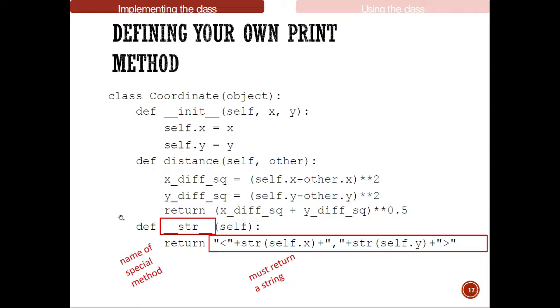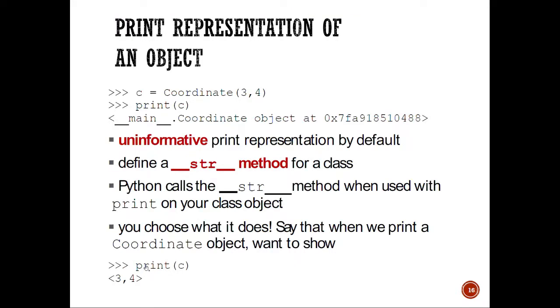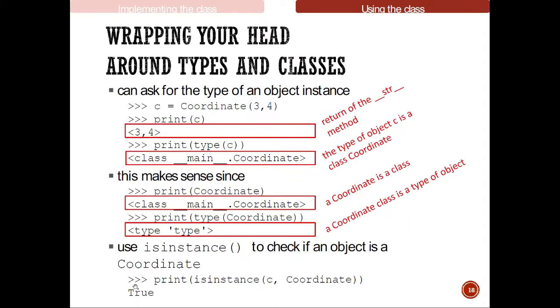So now if we invoke this command print c, based on the definition of the __str__ method, this is the output that we would get on the screen. For example, in this case, we can ask for the type of an object instance. So here, for this variable c, if we invoke the command print c, we get the value of 3 and 4, because these are the x and y values.